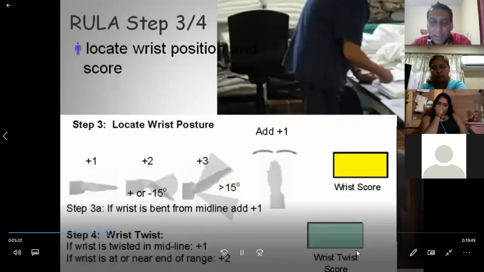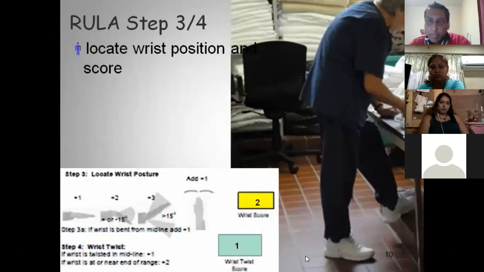So our next step in the evaluation is to look at the wrist posture as well as the wrist twist. If the wrist is flat, we score this a +1. If we have minor deviations, either extension or flexion, no more than 15 degrees, that would be a +2. Severe extension or flexion deviation would make that a +3. And you can score either hand or the hand that's in the most extreme position.